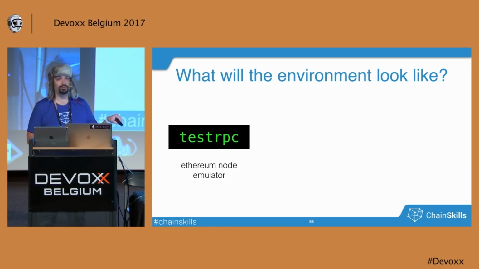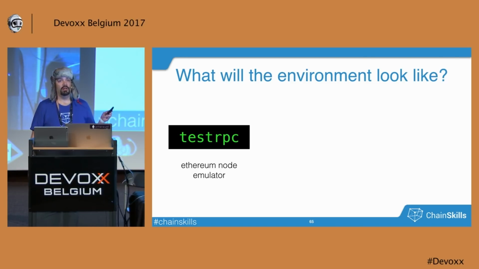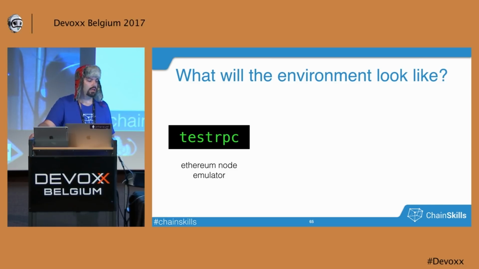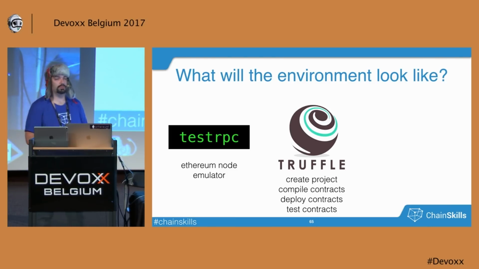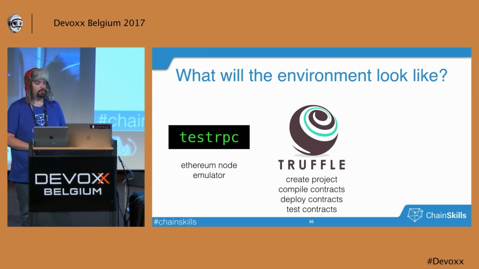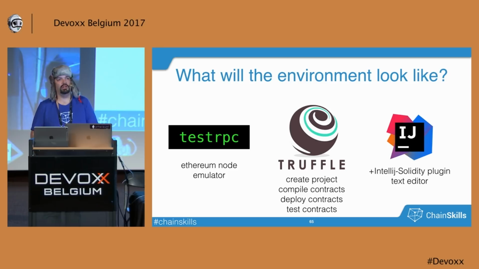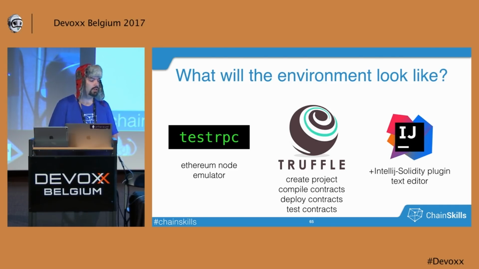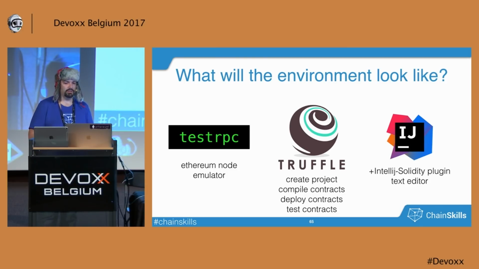Just a word of warning: this tool, Test RPC, has been used for I think a year and a half by a lot of people. We are going to show you the Truffle Build framework also. In the new version that was just released last week, Test RPC is actually integrated into Truffle, so you don't need to start it on the side anymore. But we adapted our content and we wait for the documentation of Truffle to be complete. With Truffle, we'll create the project, compile contracts, deploy contracts to the network, and also test our contracts. We are using IntelliJ because we are all-time Java developers and we love it. But you can use any text editor with some sort of a Solidity plugin for syntax coloring. It works really great.